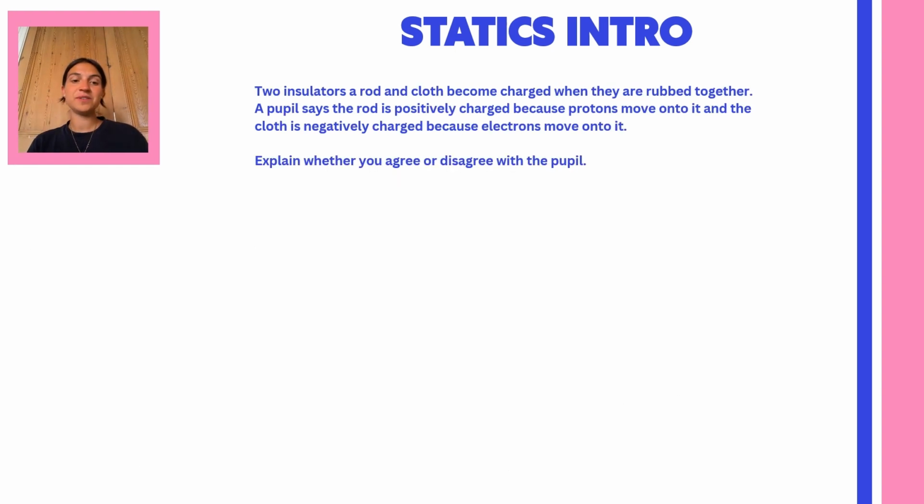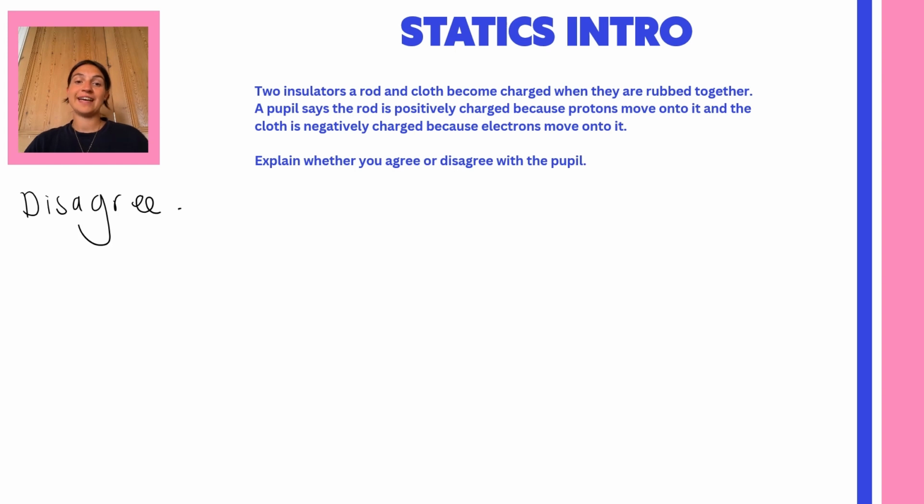Okay, next question. Two insulators, a rod and a cloth, become charged when they are rubbed together. A pupil says the rod is positively charged because protons move onto it, and the cloth is negatively charged because electrons move onto it. Explain whether you agree or disagree with the pupil.